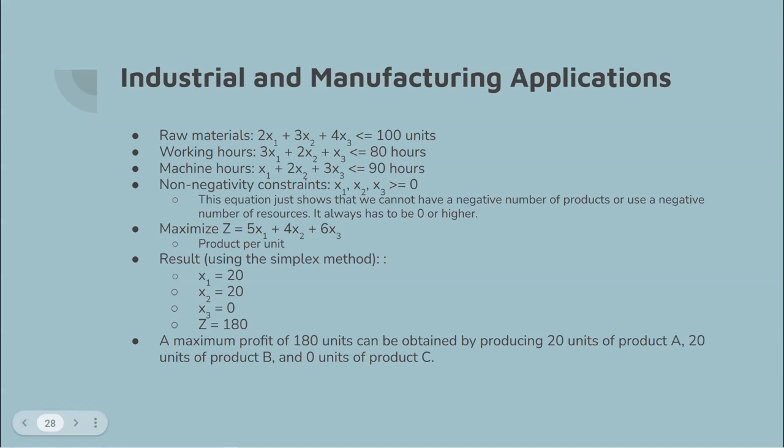So if we use the simplex method, which we described above, we should get these results. x1 is going to be equal to 20, x2 is also going to be equal to 20, and x3 is equal to 0, and our maximized z is going to be 180. So this just means that we can say that a maximum profit of 180 units can be obtained by producing 20 units of product A, 20 units of product B, and 0 units of product C. So that's just one example of how we can use linear programming in a manufacturing field.